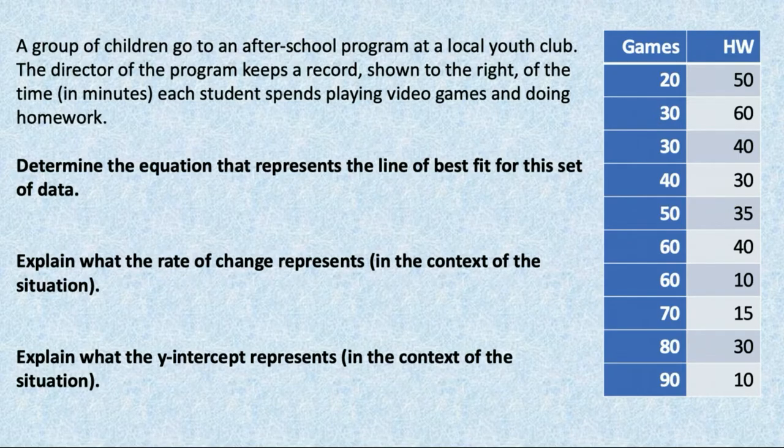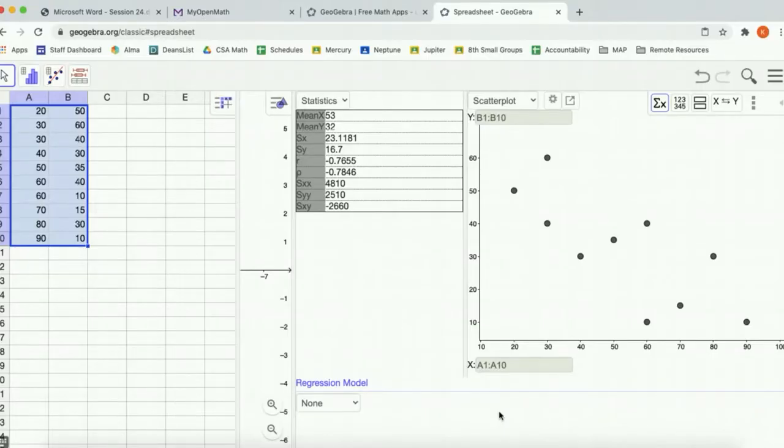We're now going to determine the equation that represents the line of best fit for this set of data. Then we're going to explain what the rate of change represents in the context of the situation and explain what the y-intercept represents in the context of the situation. This is the same page I had opened before. I have here my data, I have my scatter plot. To find the line of best fit, you're going to go to the bottom of the page where it says regression model, click on linear.